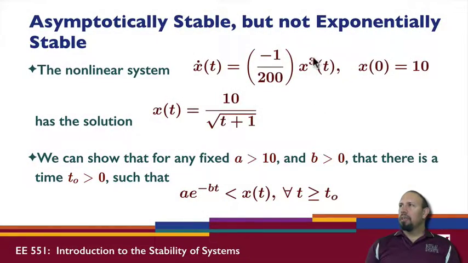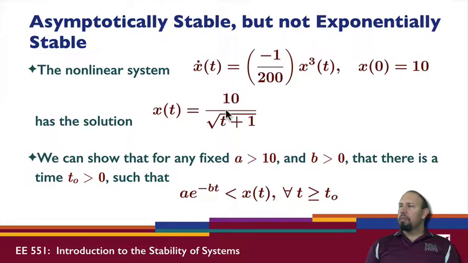Here's a nonlinear system. Notice that instead of having x, we have x cubed, so that's a nonlinear function of x. This nonlinear system, starting off with this initial condition, has this solution. Notice t is in the denominator. We can show that for any fixed value of a greater than 10 and b greater than 0, there is a time t naught such that the response of the system is less than x of t, so this exponential becomes less than x for all time after that.